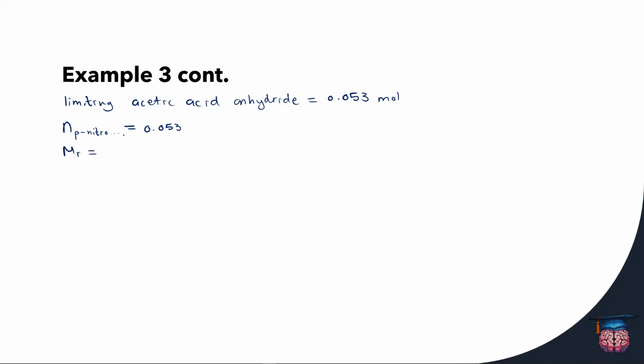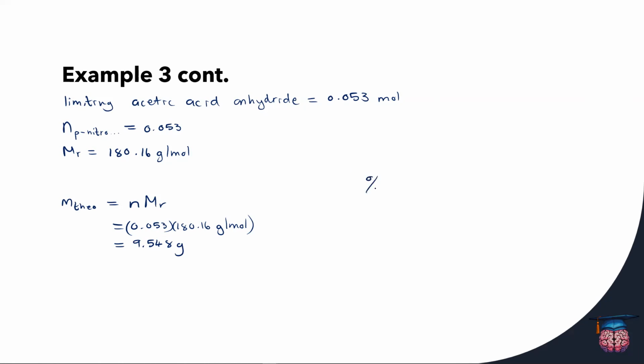Now we need to go and calculate the theoretical mass. So the molar mass for the p-nitroacetanilide was calculated to be 180.16 grams per mole. This gives us a theoretical mass of 0.053 multiplied with 180.16 grams per mole. And this gives us a mass of 9.548 grams.